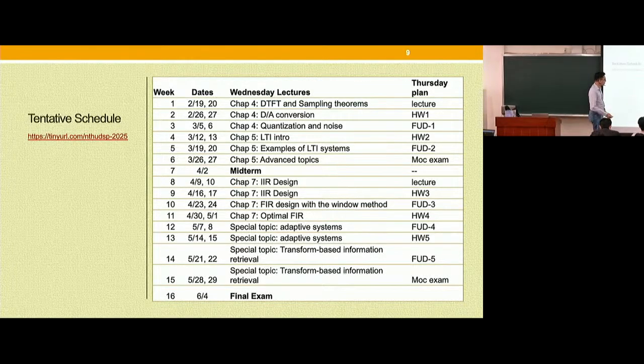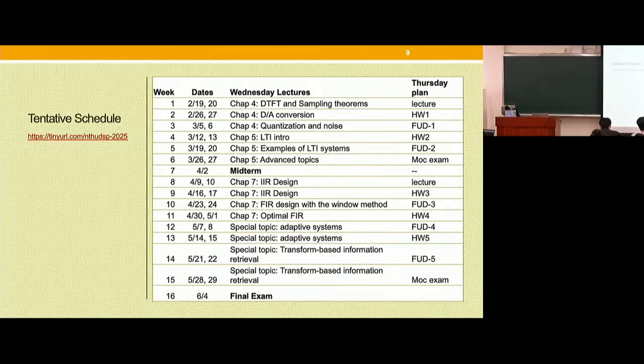The second special topic is what I call transform-based information retrieval. Remember, I shared with you that signal processing is about having an input and an output. The input is a signal, and after the chain of actions, the output is also a signal. That's the traditional way of thinking about signal processing.